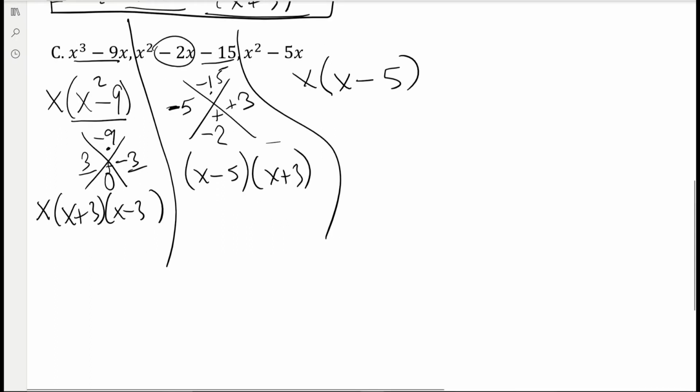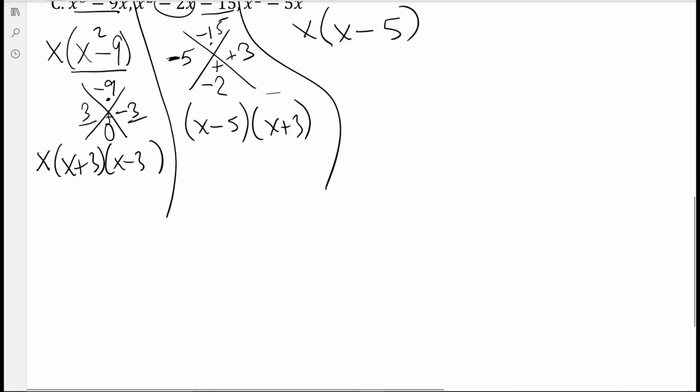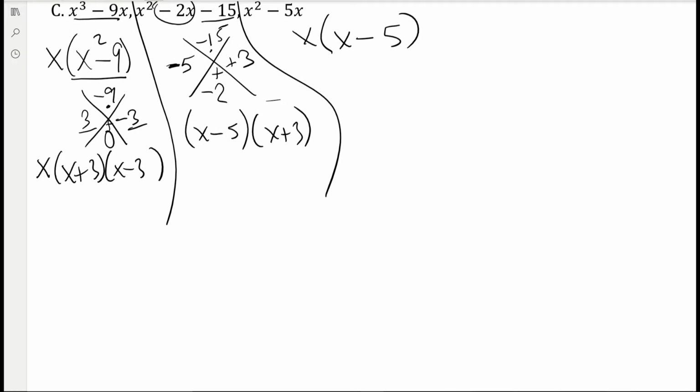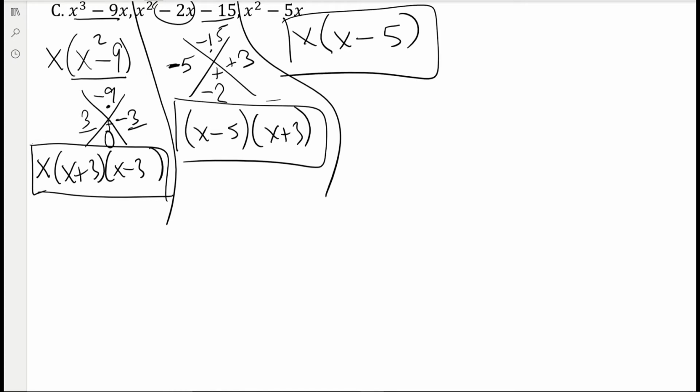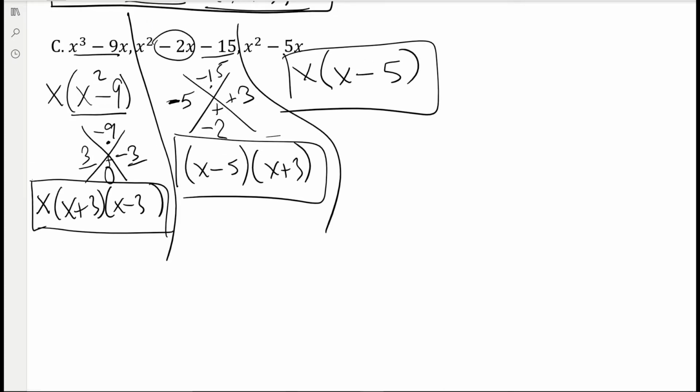So now that we have everything factored, I'm just going to go ahead and box these. This is not our answer. This is not our final answer. I just want to make sure that I emphasize that those are the factored forms. Now we'll have to find the least common multiple. So let's list out all the unique factors.